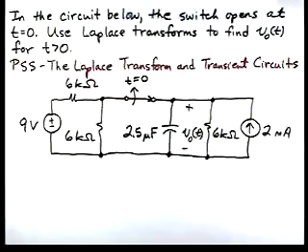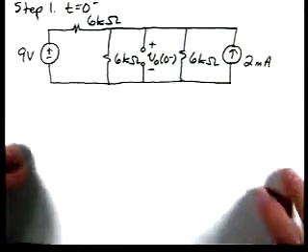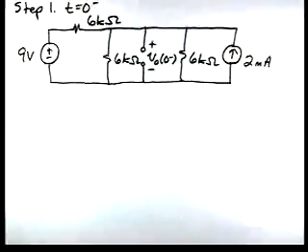Step 1 says assume the circuit has reached steady state before a switch is moved, and draw the circuit valid for t equals 0 minus, replacing the capacitor with an open circuit. So here's our circuit for t equals 0 minus, and we need to find the voltage across the capacitor.